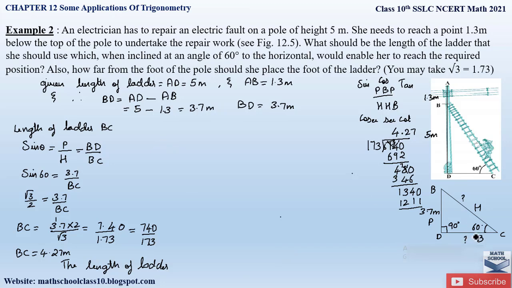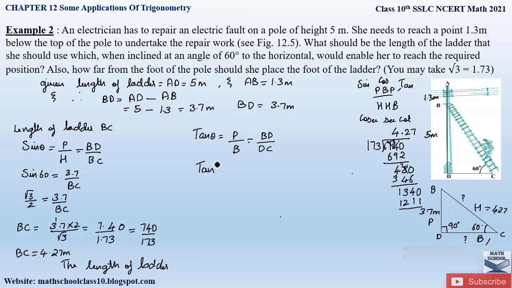So again here we know the length of BC, which is 4.27 now. So therefore we can either use the hypotenuse and base, or you can use perpendicular and base to find out the value of base, right? So let us use the perpendicular by base ratio. Here if you observe, perpendicular by base is nothing but tan theta. So therefore let us apply the tan trigonometric ratio. So tan theta is equal to perpendicular by base. Here perpendicular is BD and base is DC, and our theta value is 60 degrees.